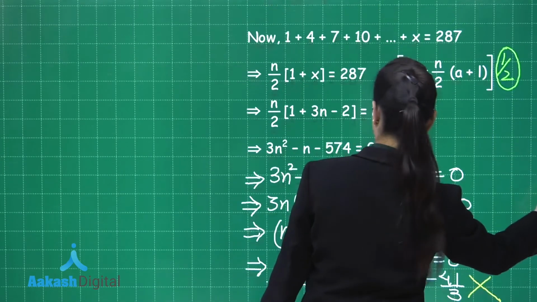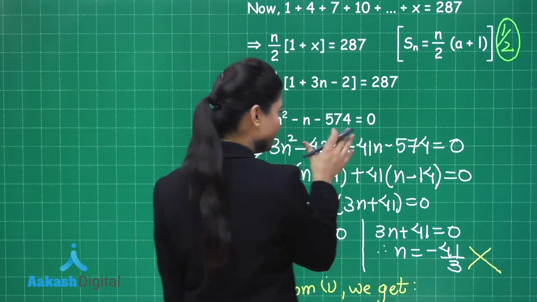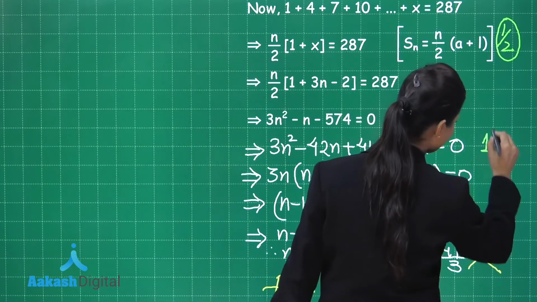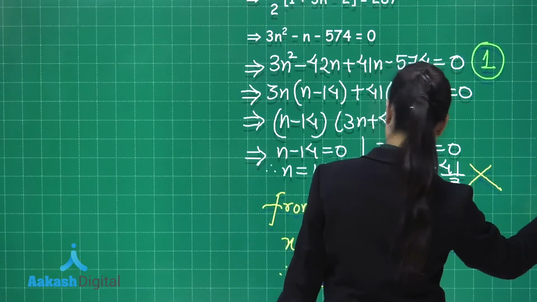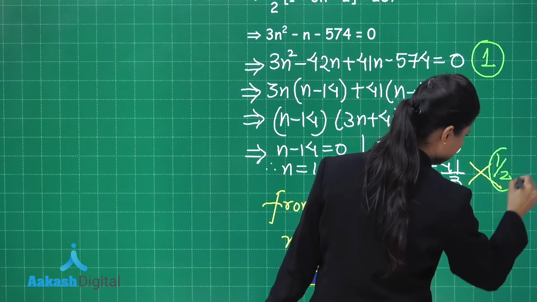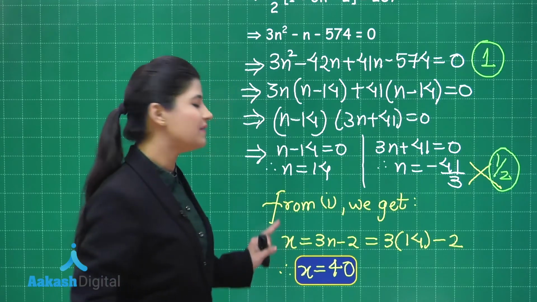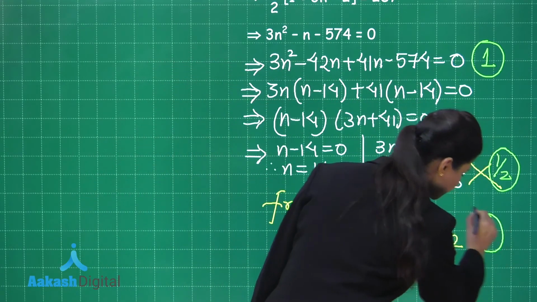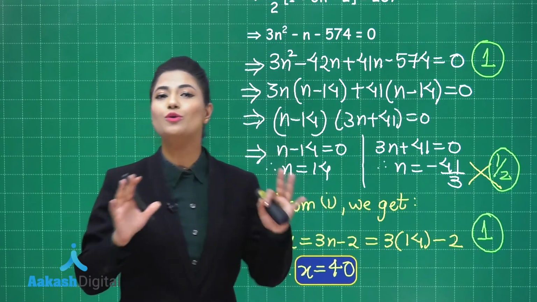Next, for solving this quadratic equation, which is a difficult one, and factorizing it properly, you get 1 mark. Next, for obtaining this value of n, you get half mark. And after that, to get the value of x, which is 40, the final answer, you get the remaining 1 mark for this question, which gives you a total of 4 marks for this question.